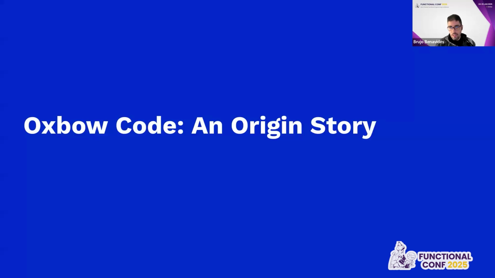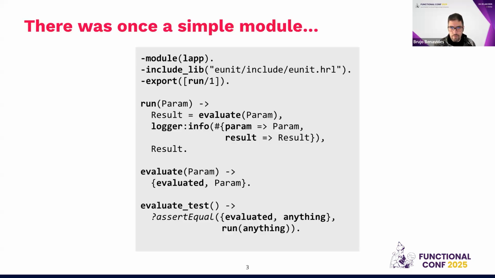Let's start the conversation exploring what Oxbow code even is. And we will do it with an example. I will mostly use Hank and Erlang code in this presentation because that's what I'm most familiar with, but all the underlying principles apply as well for Elixir with Meandro, and the basic concepts apply as well for any other language, functional or otherwise.